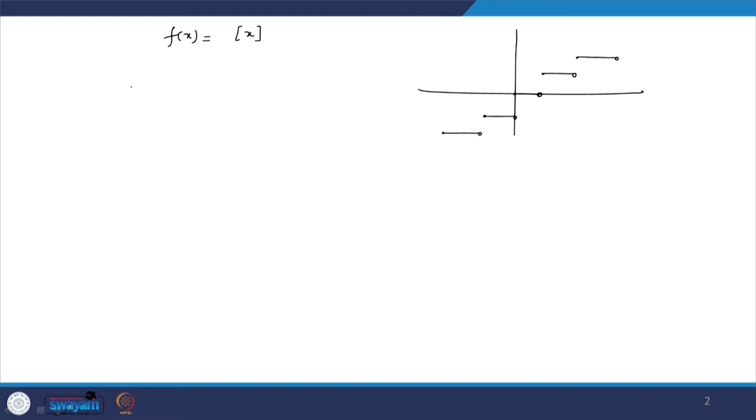Now, suppose you want to calculate the limit of f x as x tends to 1, an integer point. This is x equal to 1. If you approach this point from the left side of this graph, the value of the function is 0, and from the right side the value of the function is 1. Since 0 is not equal to 1, this limit does not exist.